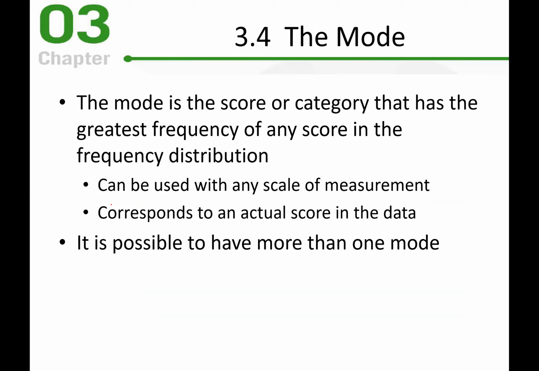Okay, so the last measure of central tendency is the mode. If you remember from grade school, the mode means the most, right? So the mode is going to be the score or category that has the greatest frequency of any score in the frequency distribution. And the mode is really flexible. It can be used with any scale of measurement, and it's always going to correspond to an actual score in the data. It's also possible that you could have more than one mode.